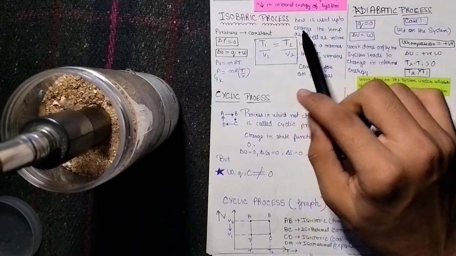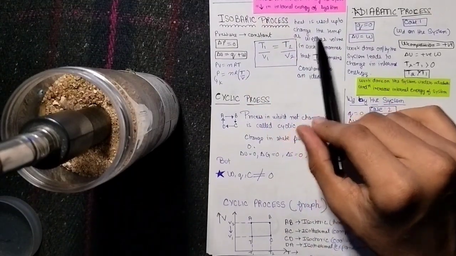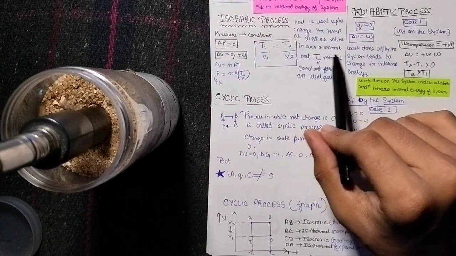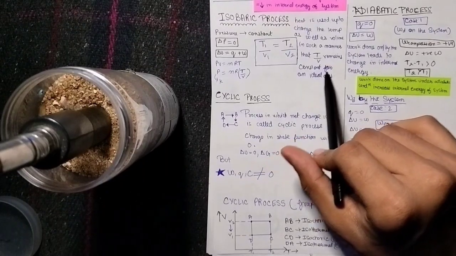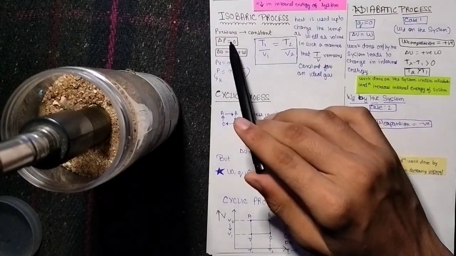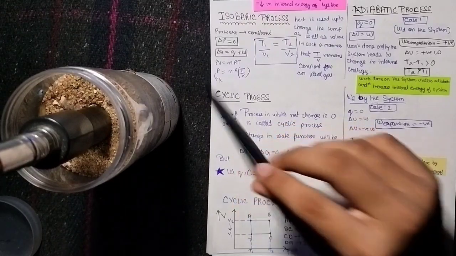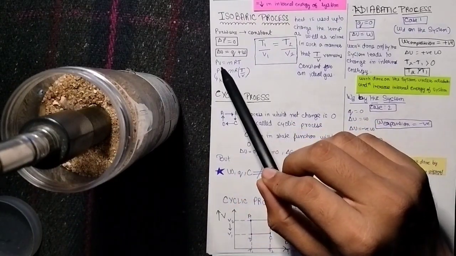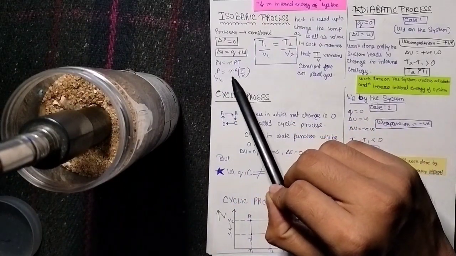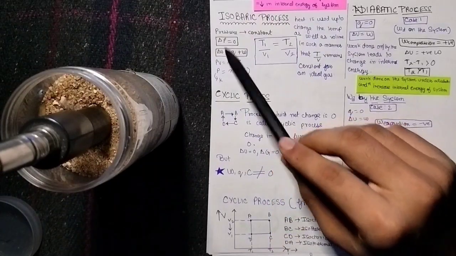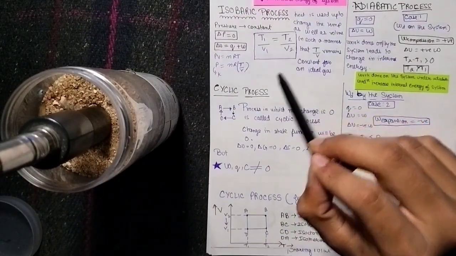Isobaric process: heat is used up to change the temperature as well as volume in such a manner that T/V remains constant for an ideal gas. Pressure is constant, so delta P is equal to 0. Delta U is equal to Q plus W. PV is equal to nRT, so V/T is constant: T1 by V1 is equal to T2 by V2.